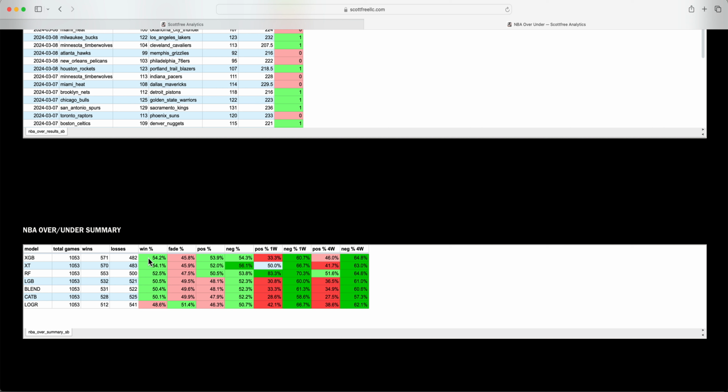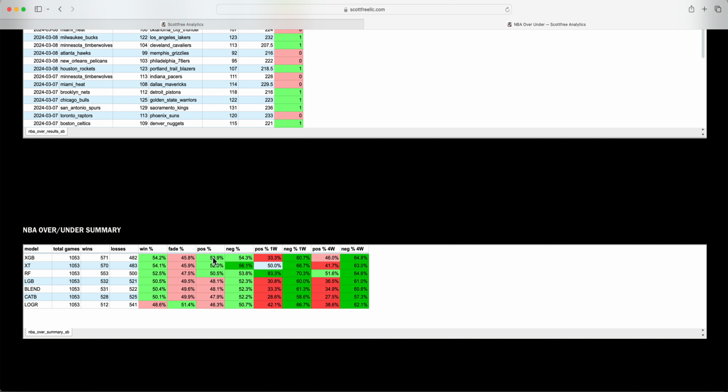So in this case, overall, across all the games, XGB has a 54% winning percentage. This fade percent is just basically if you add these two columns together, you get 100%. So we're just saying if you choose to go the opposite direction of XGBoost and fade it, you would have a 45.8% success rate overall.